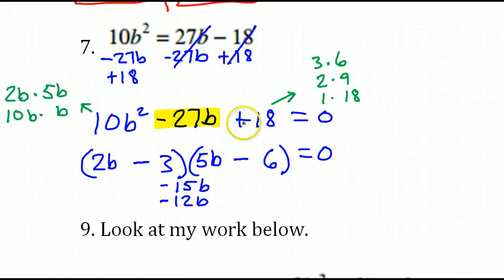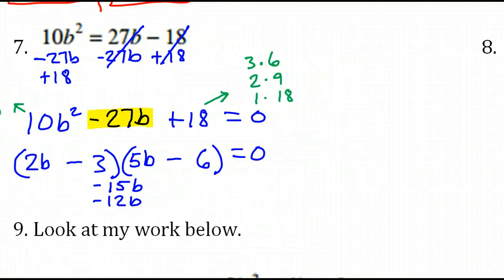Let's check one last thing before we go on. We have to make sure we're getting a positive 18. Does this make positive 18? Sure. A negative times a negative is a positive. Okay, so this is correctly factored.